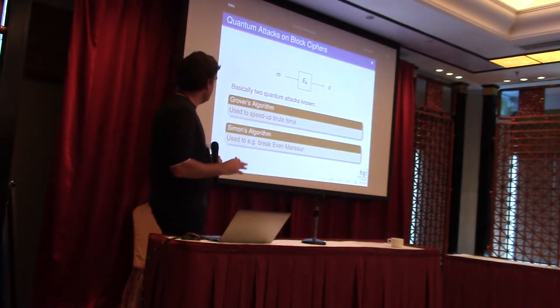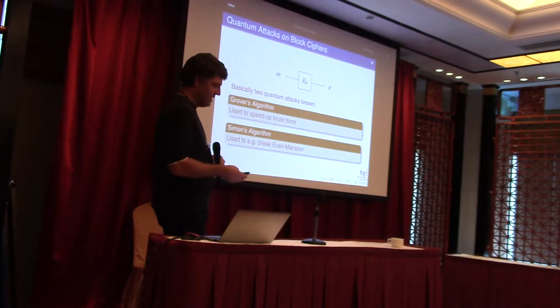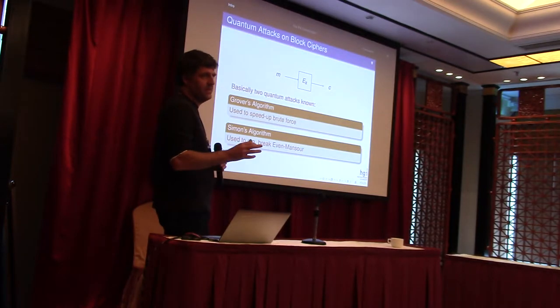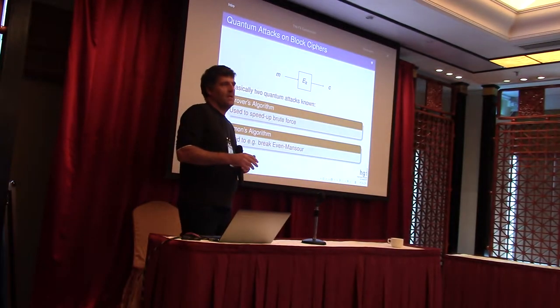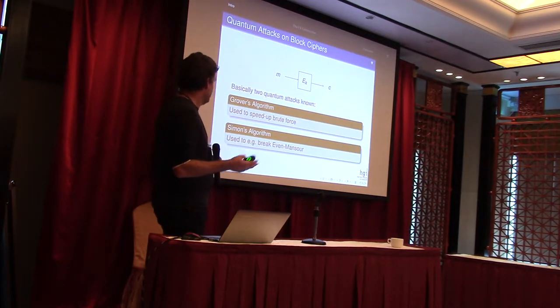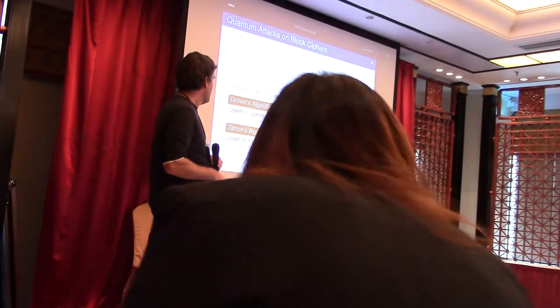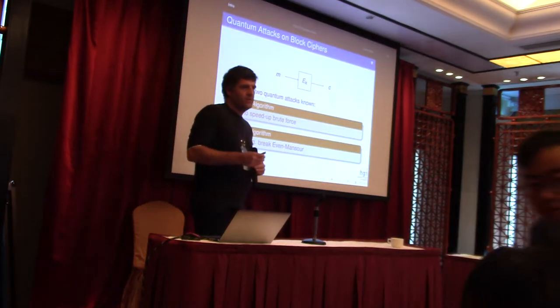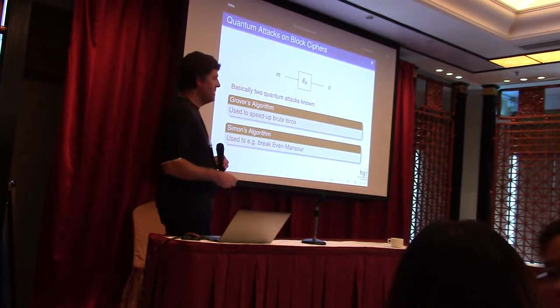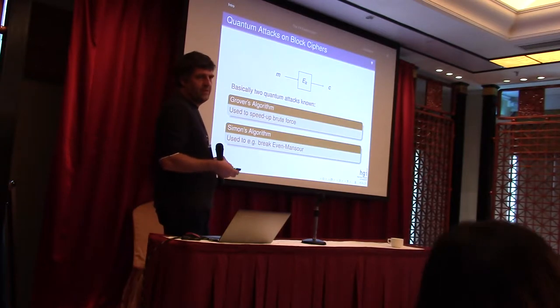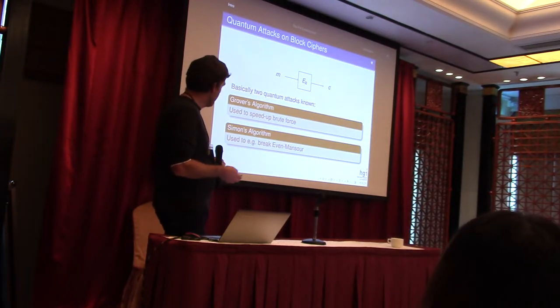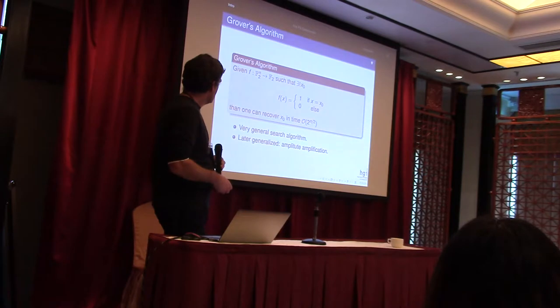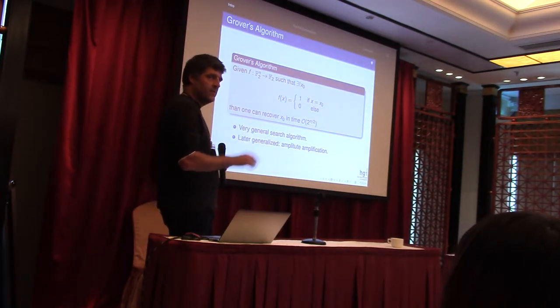But the main known thing certainly is Grover's algorithm, which tells you that on a quantum computer you will get a quadratic speed up for brute force. And also known by now and used in several papers is Simon's algorithm, which is used, for example, to break Even-Mansour in linear time. So I'll go through the applications of those briefly.